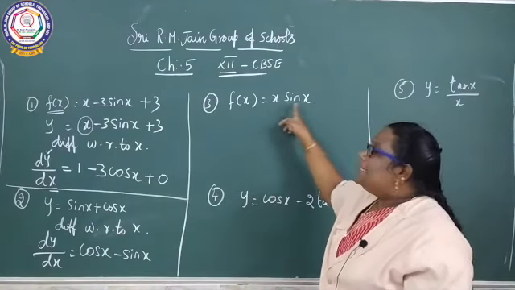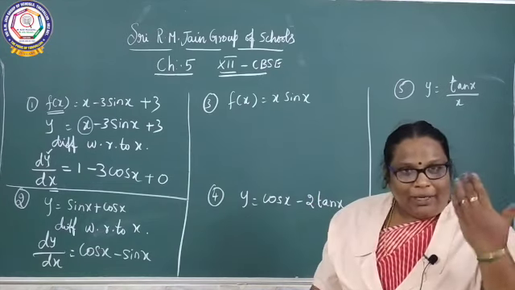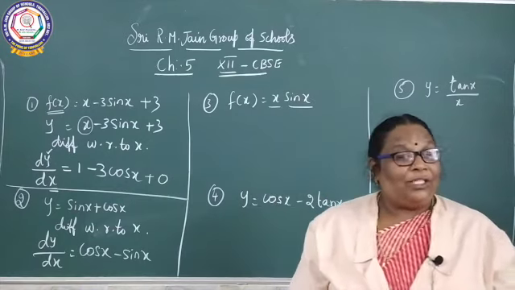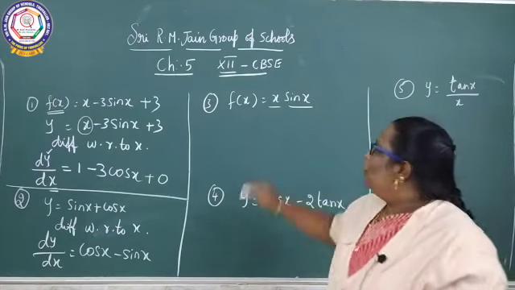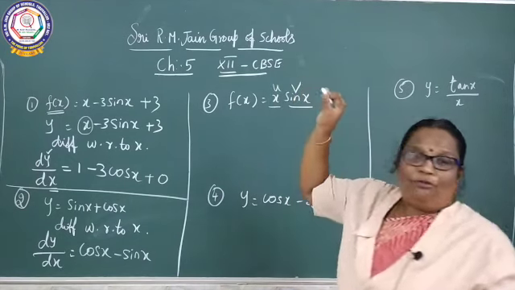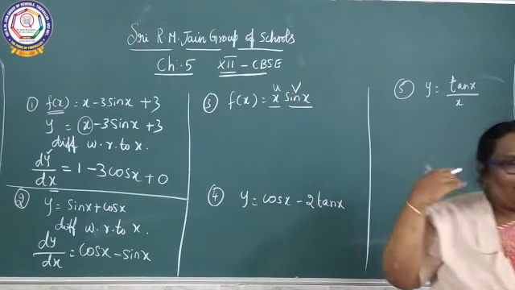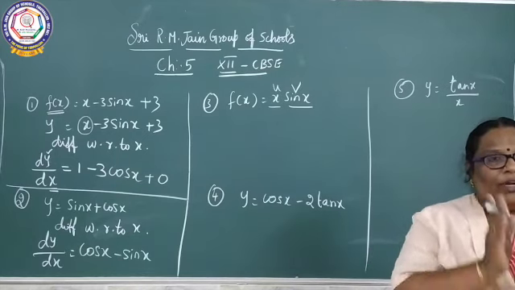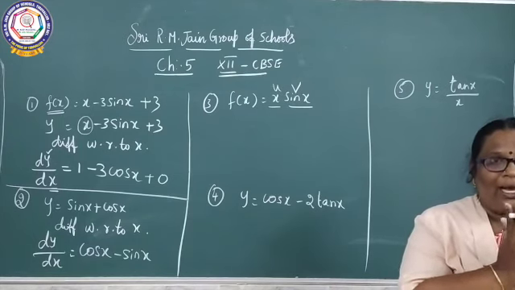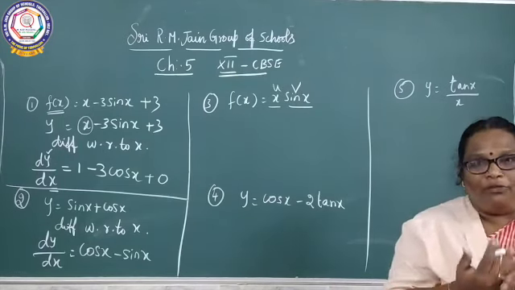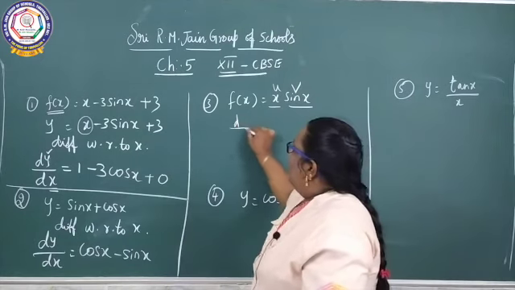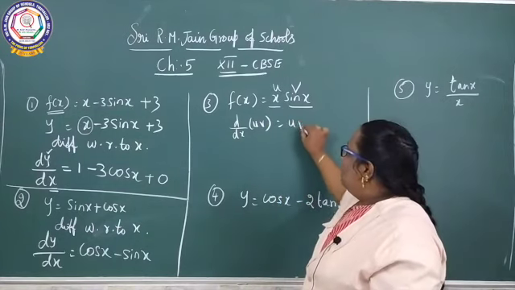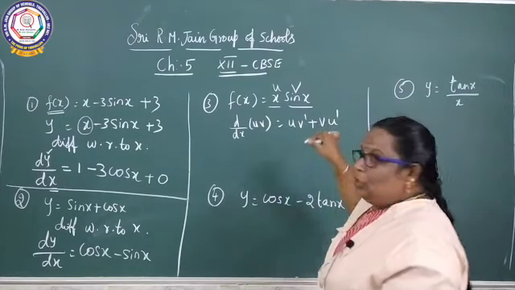See here, f of x is x sin x. Did you remember anything? X sin x. Two x terms are there. If there are two x terms, it is nothing but a product rule. We can apply the uv formula. If it is in the form of x by x, it is a quotient rule, the u by v formula. When two x terms are multiplied, the product rule, uv formula, is used. What is the formula? d by dx of uv equal to u v dash plus v u dash.